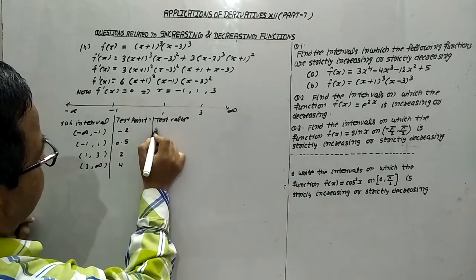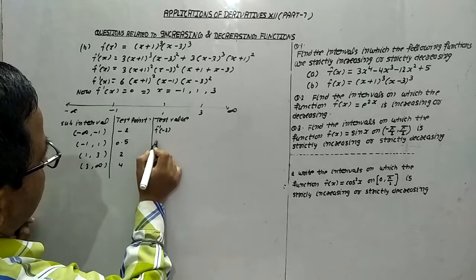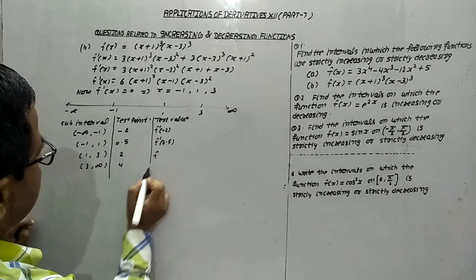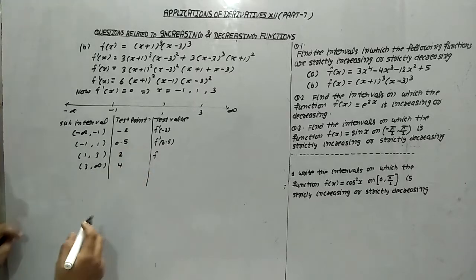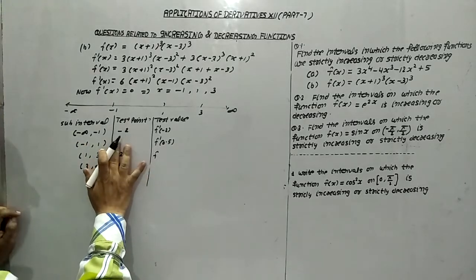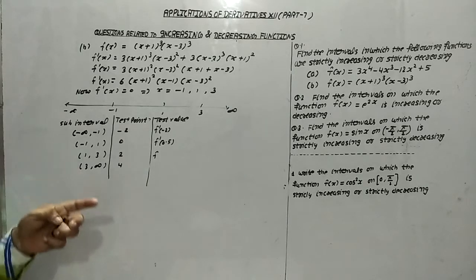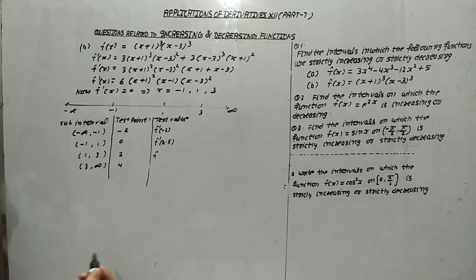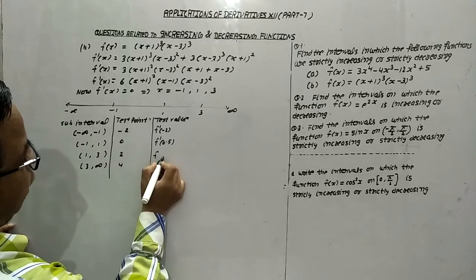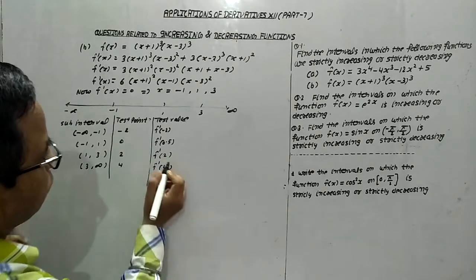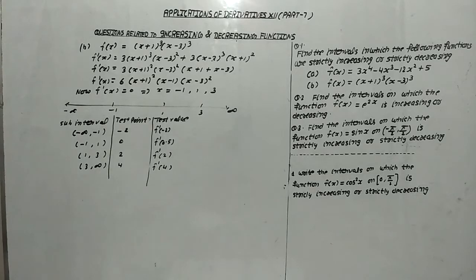So the test values are f dash minus 2, f dash 0.5. For minus 1 to 1 we can also take 0, because there is no need to calculate at 0.5, we directly get 0. So this is f dash 2 and this is f dash 4. Now we will get the test values.